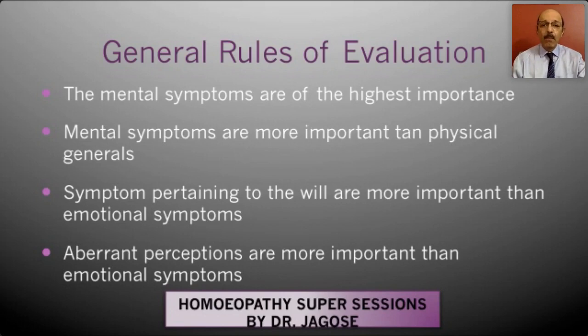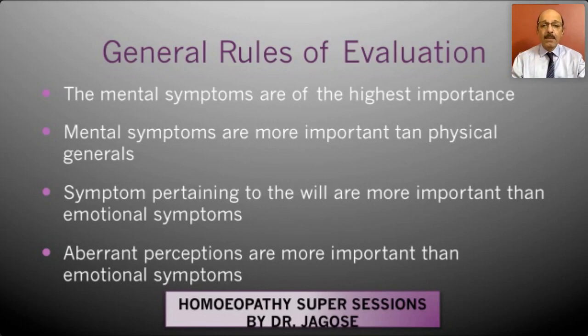Mental symptoms are more important than the physical general symptoms. So a strong mental symptom will overrule a weak physical general symptom. Symptoms pertaining to the will are more important than the emotional symptoms. So if you are getting any characteristic symptoms pertaining to the will, like suicidal thoughts, no desire to live, wants to commit suicide, that will be more important than sadness, morose, or grief as an emotion. So it basically will depend upon the intensity of the symptom.